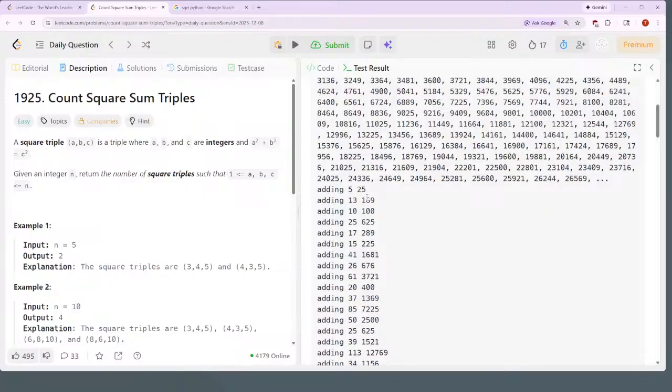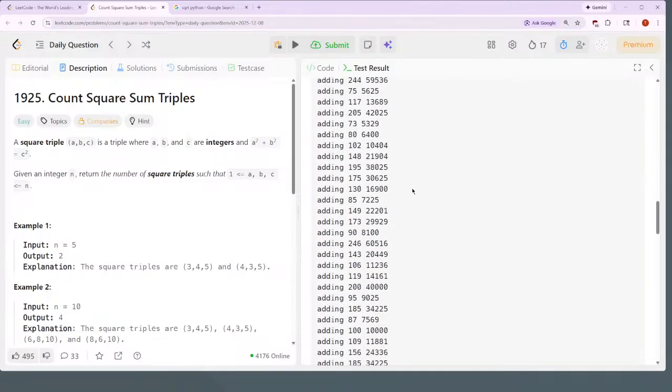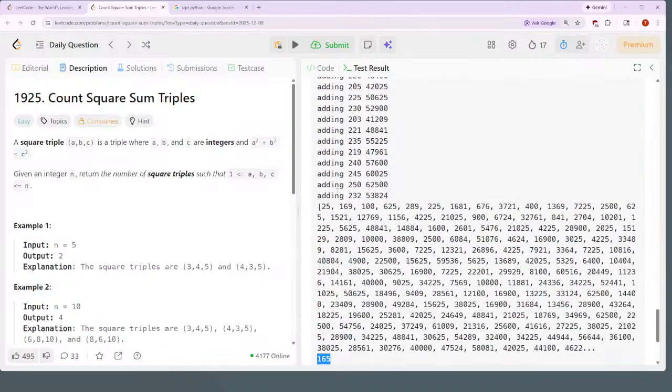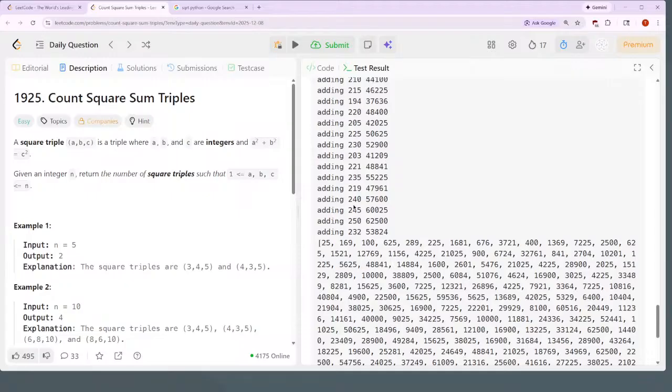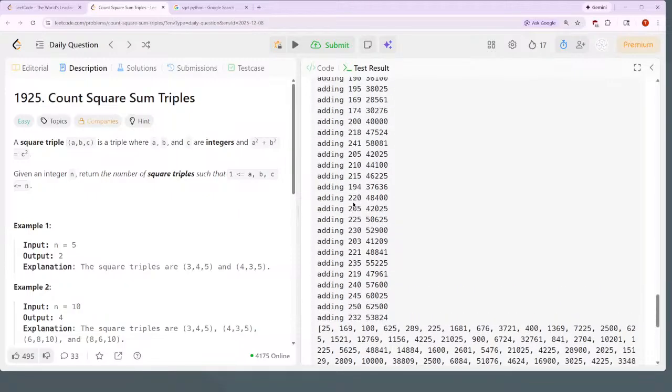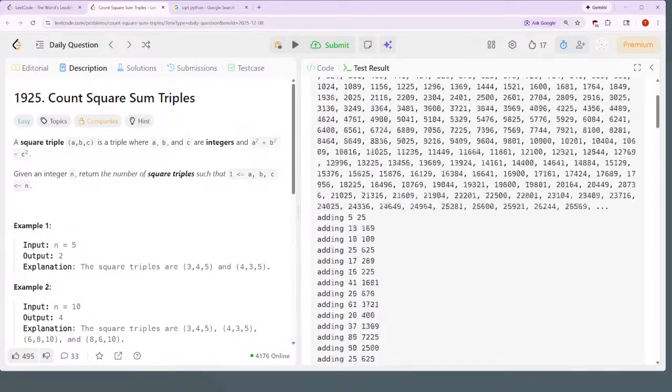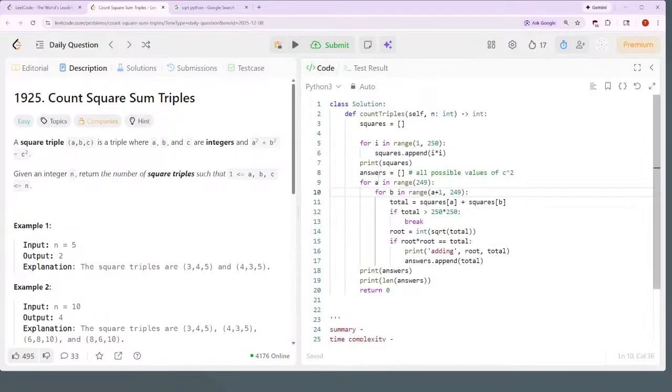3 squared plus 4 squared is 5 squared, 5 squared plus 12 squared is 13 squared, 6 squared plus 8 squared is 10 squared. Okay, those look right, actually. So 165, that's actually a lot. Didn't realize it was that much. Anyways, so those were the answers.